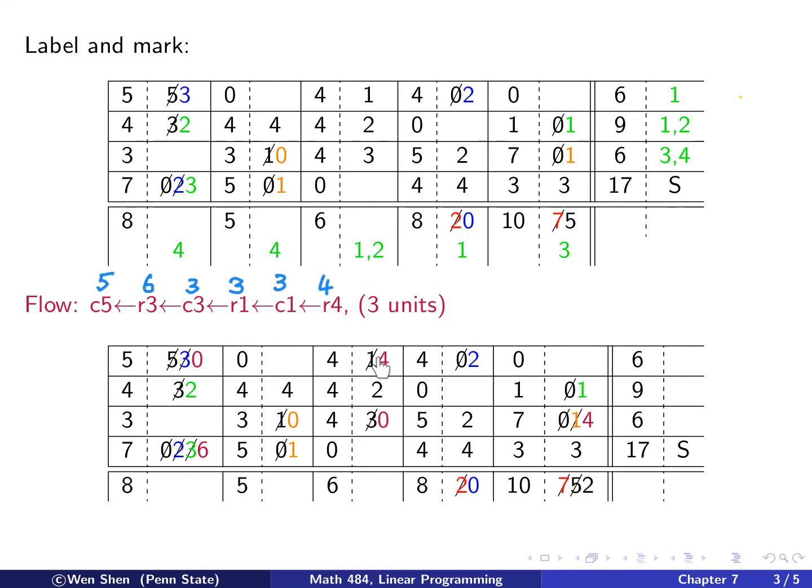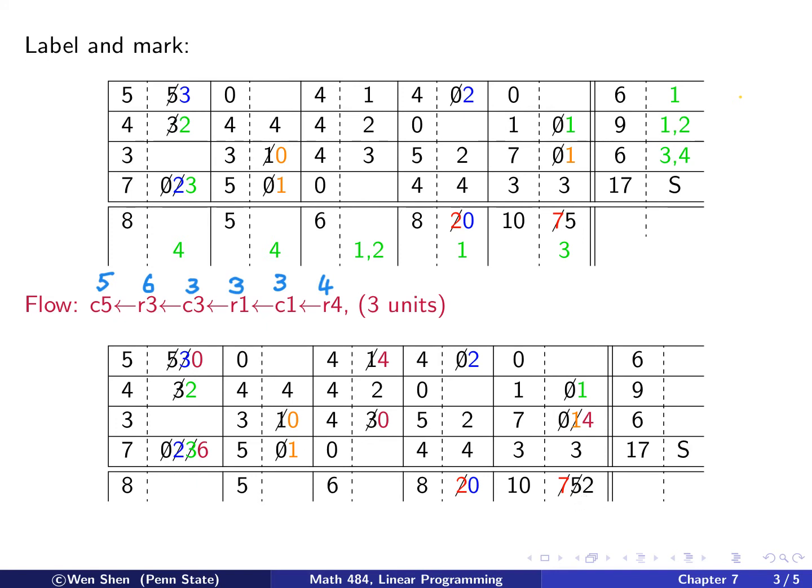Then I move to R1, increase this by 3, I get 4. Then I move to column 1, C1 here, and then I decrease this by 3, I get 0. And then I move down to R4 and increase this by 3, and I get 6. Okay, so now I can also go to the demand part and mark that I shipped 3 units here, so the unmet demand now is only 2.